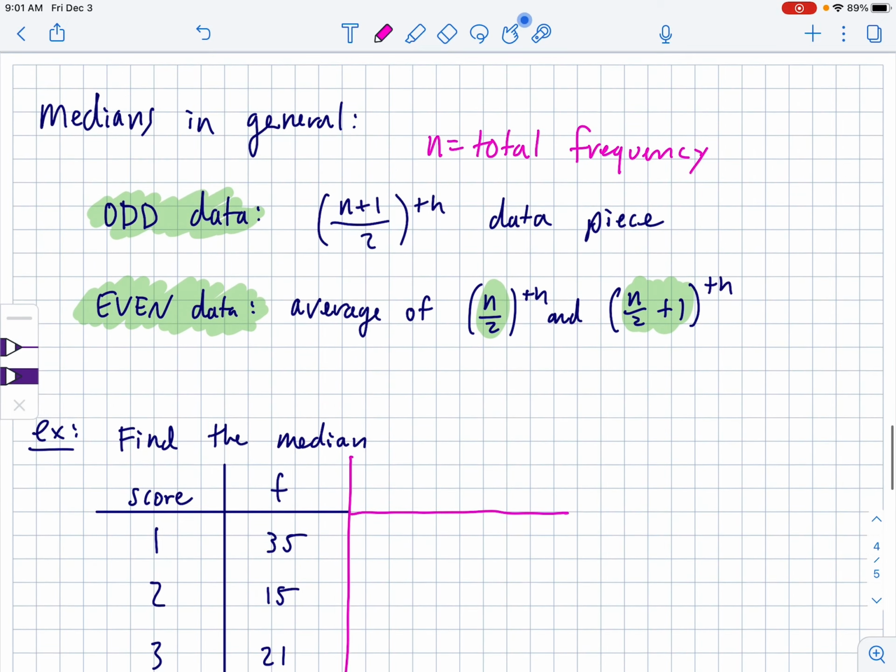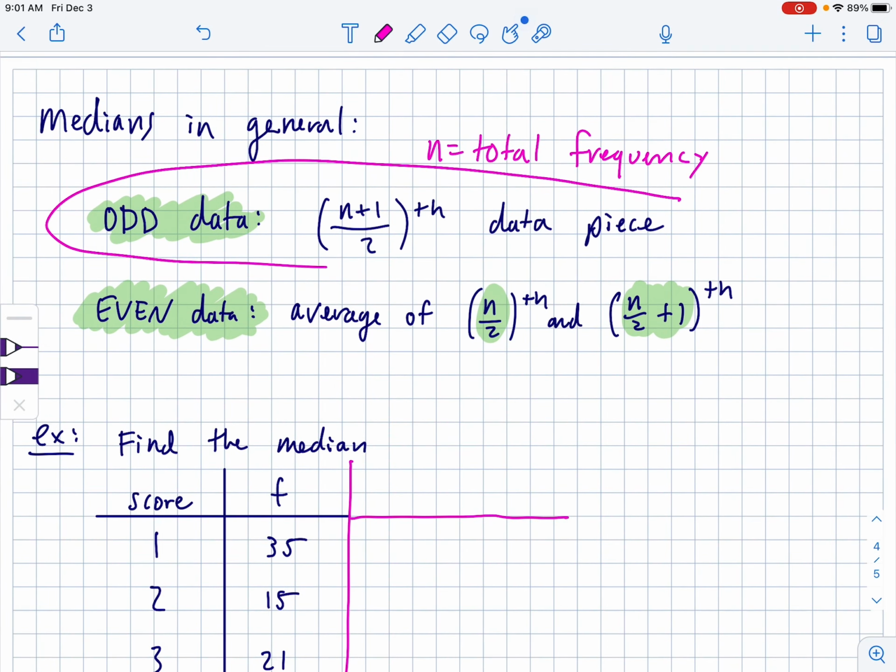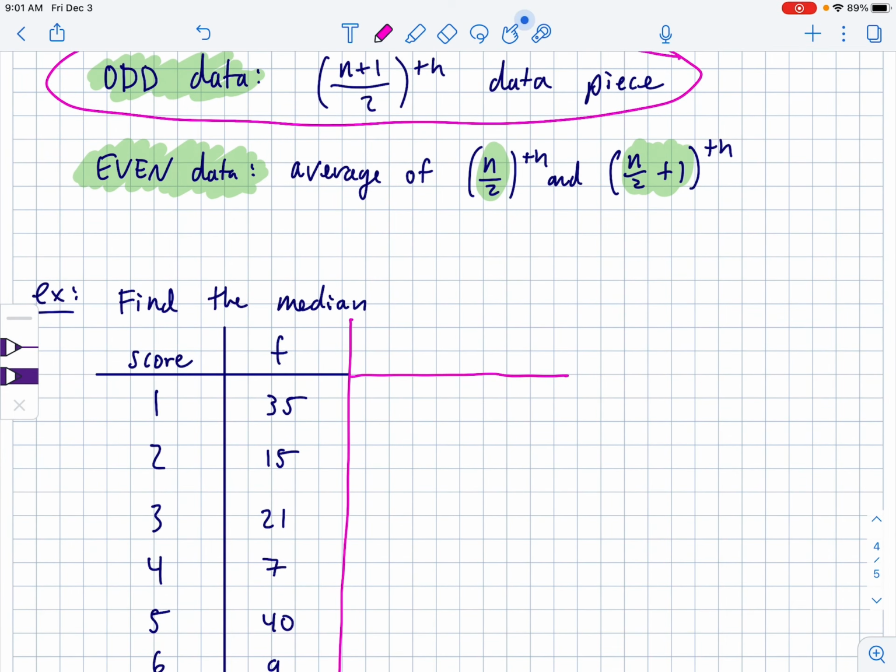So that means there's 127 pieces of data in this data set. So if I go back up to here, that means that I'm using odd because 127 is odd. And then if I do 127 plus 1 over 2, 128 divided by 2 is what, 64? So that means the 64th piece of data is the median.